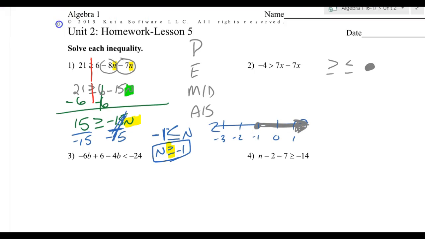And the last part I have to do is deal with the interval. Anytime I have a greater than, I start with the number that I have, which in this case is negative 1, and go to infinity. All right, so this is number 1 from homework from lesson 7.